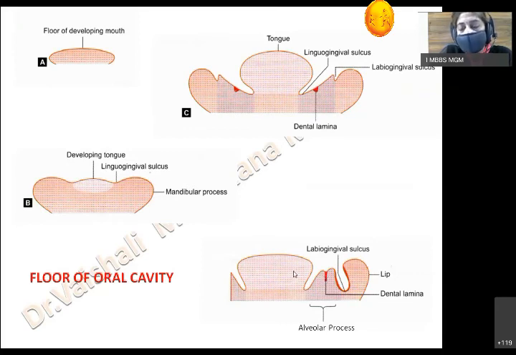So think about the tongue in your own oral cavity and look. There is the tongue in the center. Then the tongue is separated from the lower jaw, and the lower jaw is separated from the lower lip by different sulci.